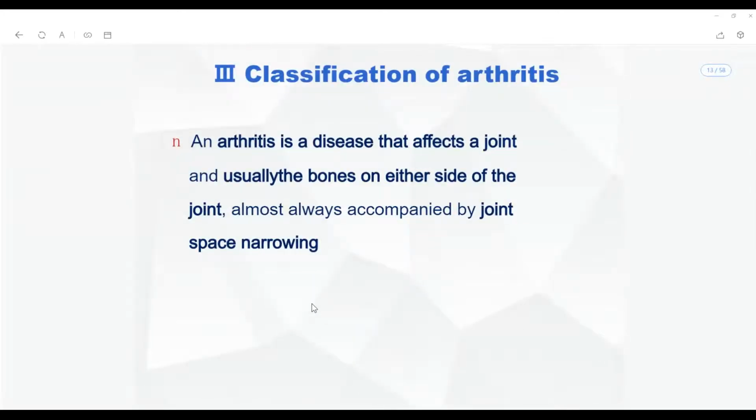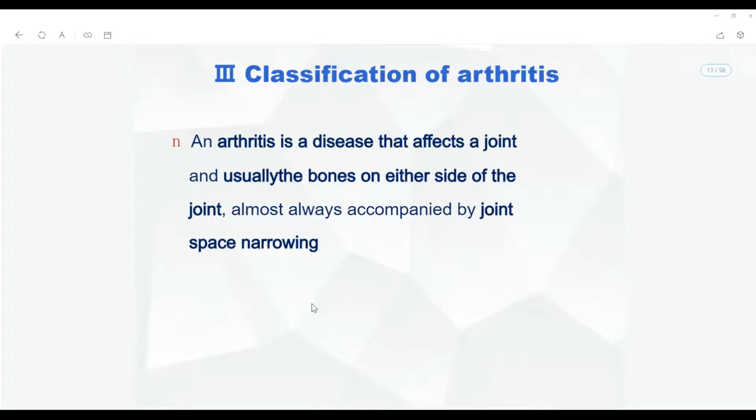Okay. So, like we were talking about before, I said an arthritis is a disease that affects a joint and usually the bones on either side of the joint. For example, if we are talking about the knee joint, the proximal end of the tibia and the distal end of the femur, which are actually forming the joint, are all the ones that are involved. And they are almost always accompanied by joint space narrowing.